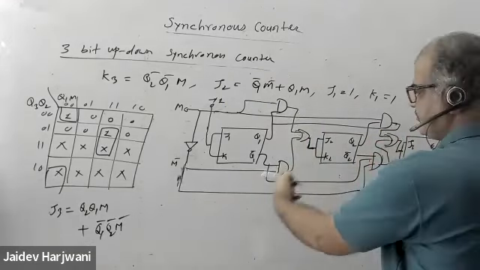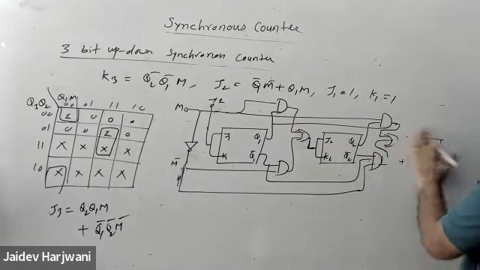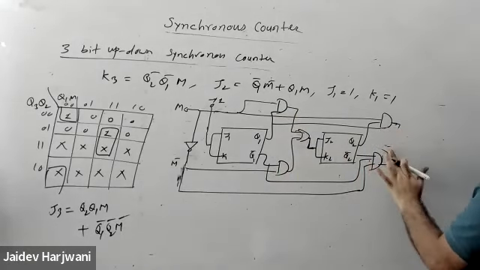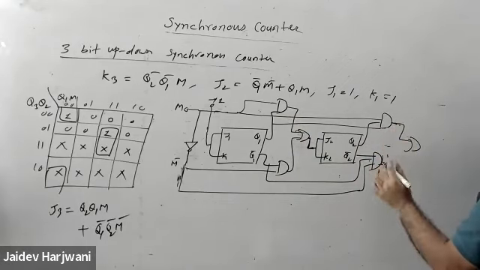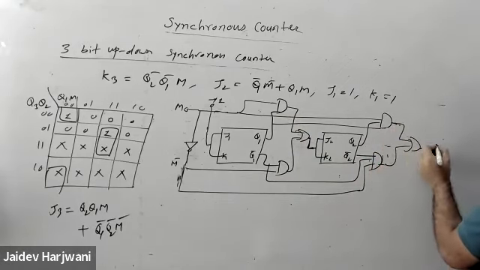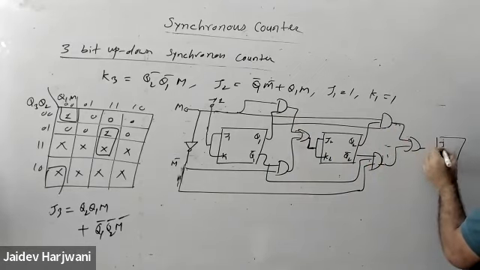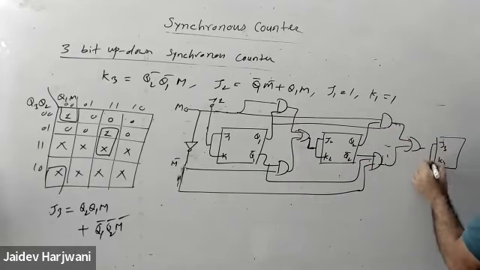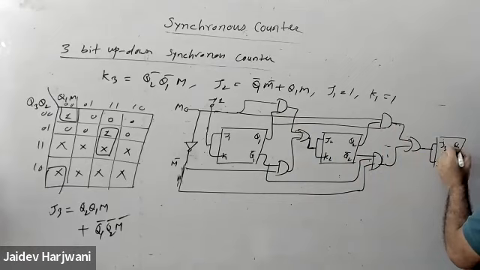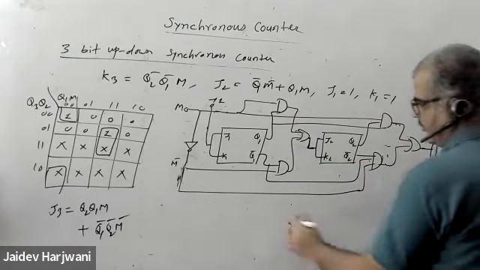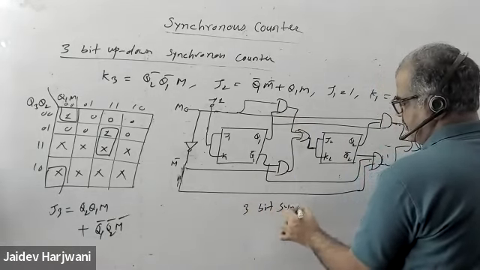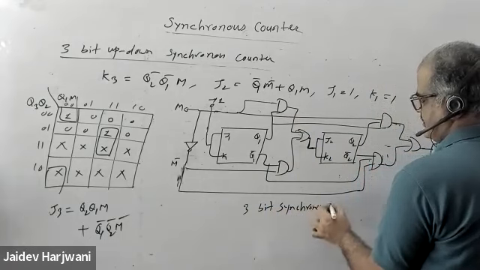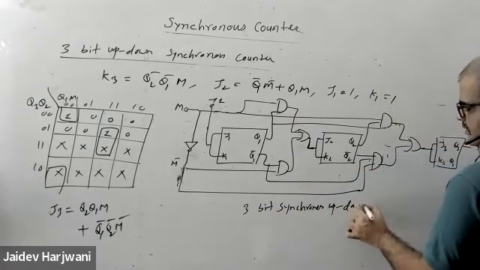Okay, same like this one. You have to give some space here. So if you give space here, this is your, like this, and you have your J3 K3 common. Okay, Q3, Q3 bar. So this is your up and down counter, 3-bit synchronous up down counter.